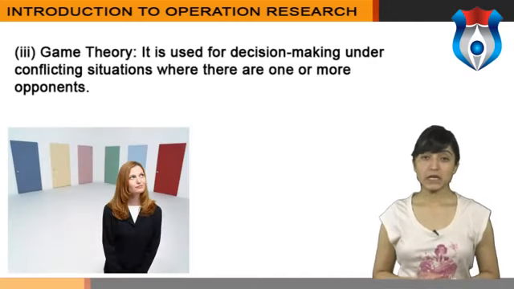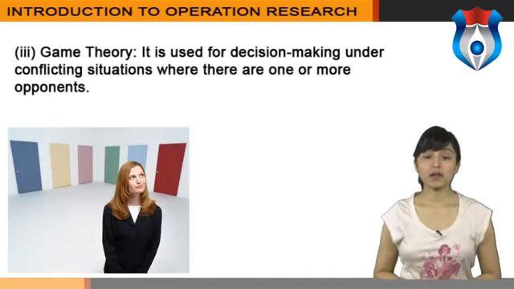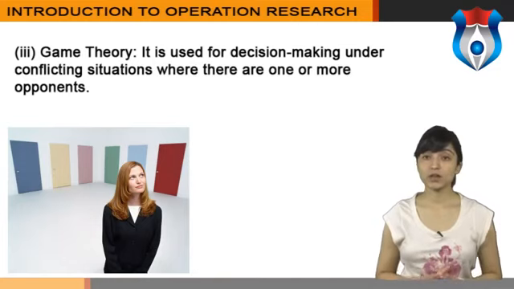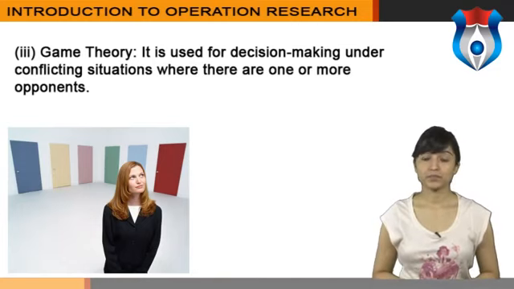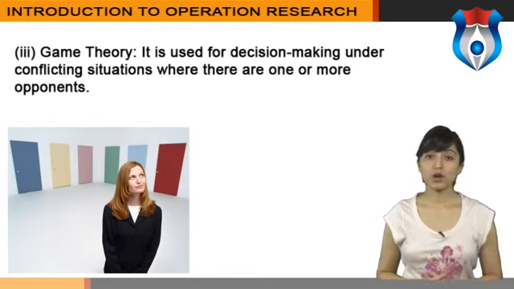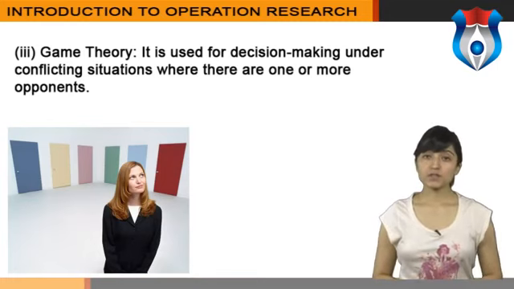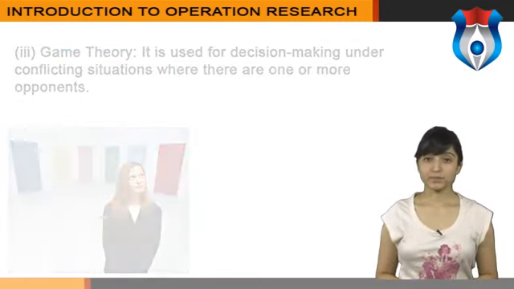Game theory. It is used for decision making under conflicting situations where there are one or more opponents. The opponents in game theory are called players. The motives of the players are conflicting.